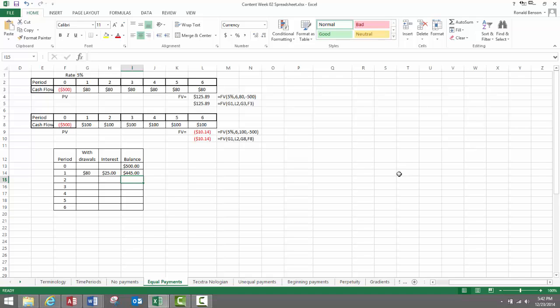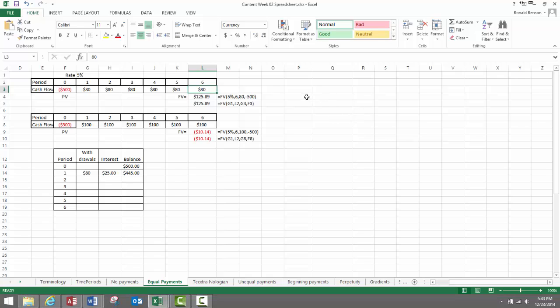In this segment, we only consider equal periodic payments. Unequal ones will be treated in a later video. If we look at this, we have equal payments over 6 years. We deposit, it comes out of our pocket, so it's a deposit of $500 into the account. And then we withdraw 80 in year 1, 80 in year 2, all the way up to 80 in year 6. So we have 6 withdrawals of $80 each.